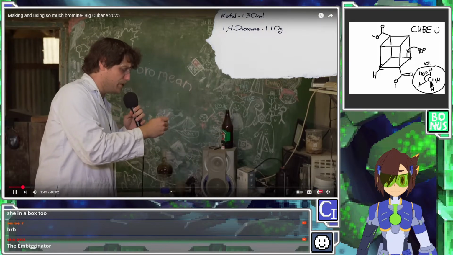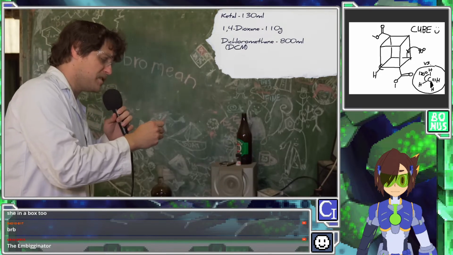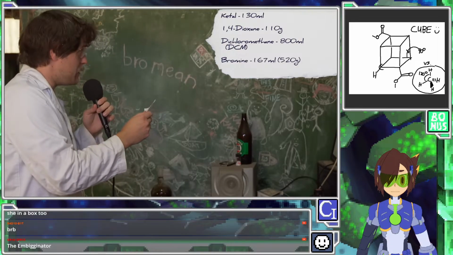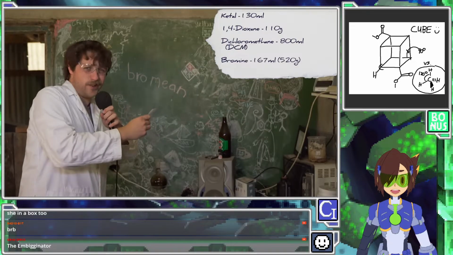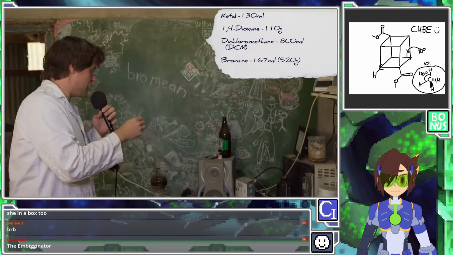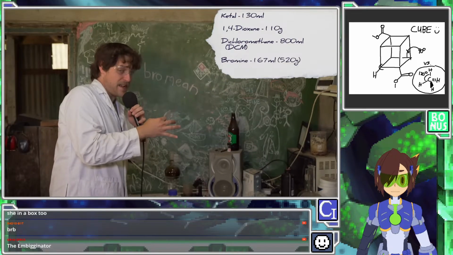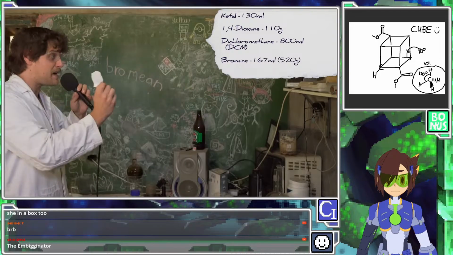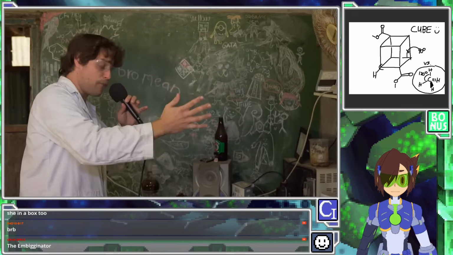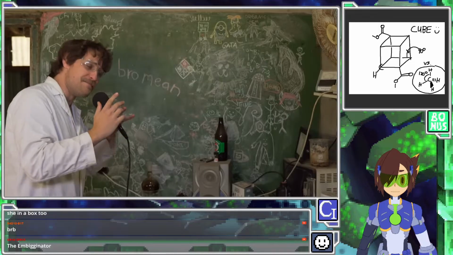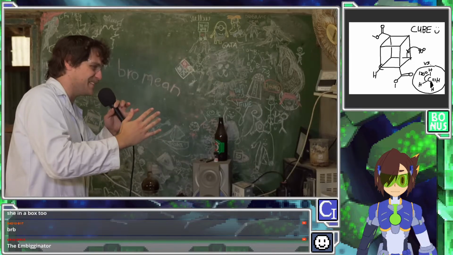We need 800 mils of DCM and 167 mils, which is 520 grams, of bromine. Oof. Altogether, it's much more bromine than you should ever handle. But given the density of dichloromethane and bromine, it's a big mass of product. But if we pull this off, at this scale, we'll have a lot of tribromo. But pulling it off is not particularly easy.